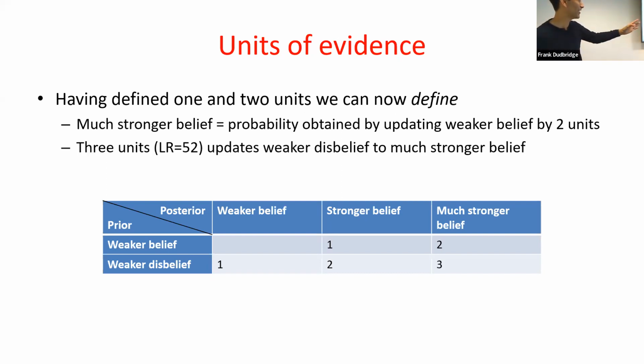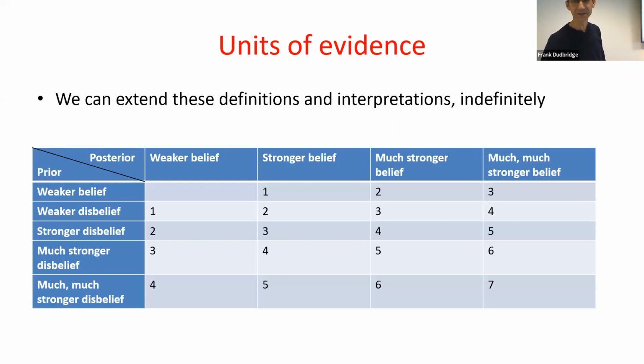Now, having defined that category, how much evidence would get me from weaker disbelief to this new category? That's 3 units, and it's a likelihood ratio of 52. And you can carry on forever. You can define more and more categories of belief: much, much stronger, much, much, much stronger. It gives you a way of converting any likelihood ratio you observe to a unit of evidence, and it gives you a qualitative interpretation of any likelihood ratio in terms of how much belief you would have relative to your prior level of confidence or skepticism.